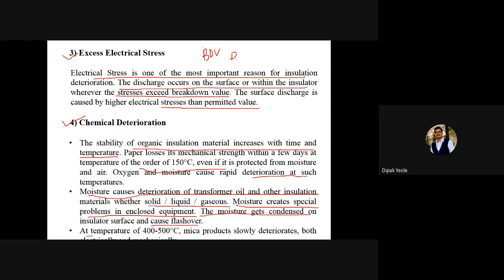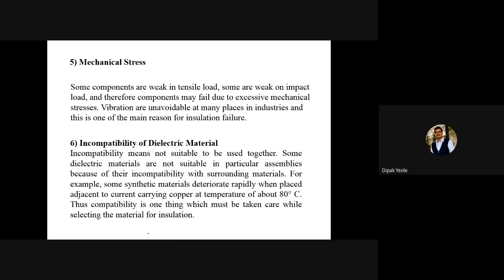At temperature of 400 to 500 degrees Celsius, mica products slowly deteriorate both electrically and mechanically. एवढं टेम्परेचर जर डेव्हलप झालं 400 to 500 डिग्री सेल्सिअस, सो ऑब्विसली मायका काय बाकीचे सुद्धा इलेक्ट्रिकल इक्विपमेंट्स किंवा इन्सुलेटिंग मटेरियल्स हे डिटोरेट होतील. Yes, and this is the last of the causes of the insulation deterioration. We will finish this part and we will stop here.